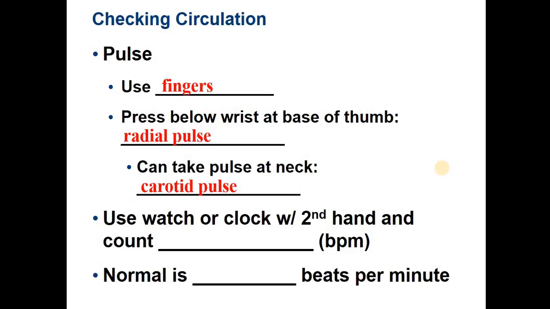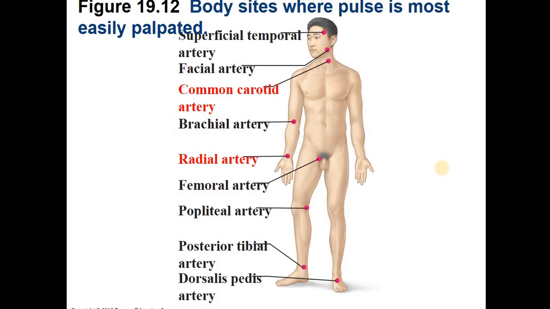You can use a watch or a clock with a second hand, and you'll count beats per minute for 1 minute. Depending on the status of the person you're checking, you do it for a full minute or you do 30 seconds and multiply it by 2. If you know that they're having irregular beats, you will need to do it for that full minute and listen. A good average is about 75 beats per minute, but for the most part, you'll know that normal is 60 to 100. So a good medium between there is about 75 beats per minute. Here's a picture.